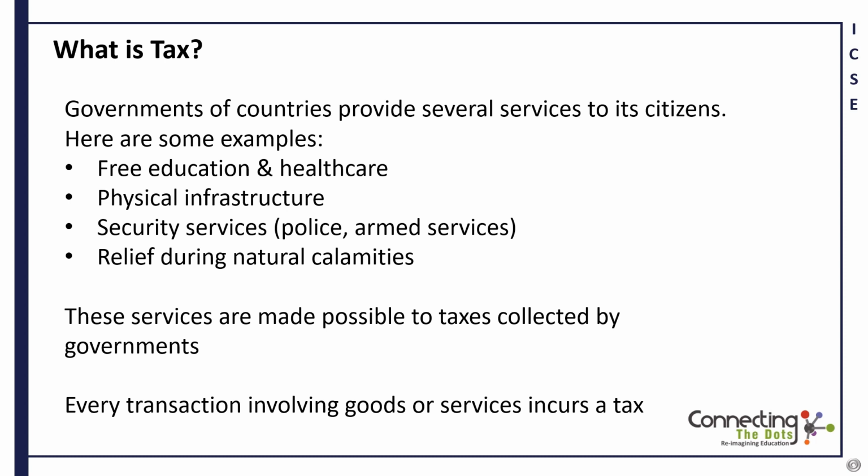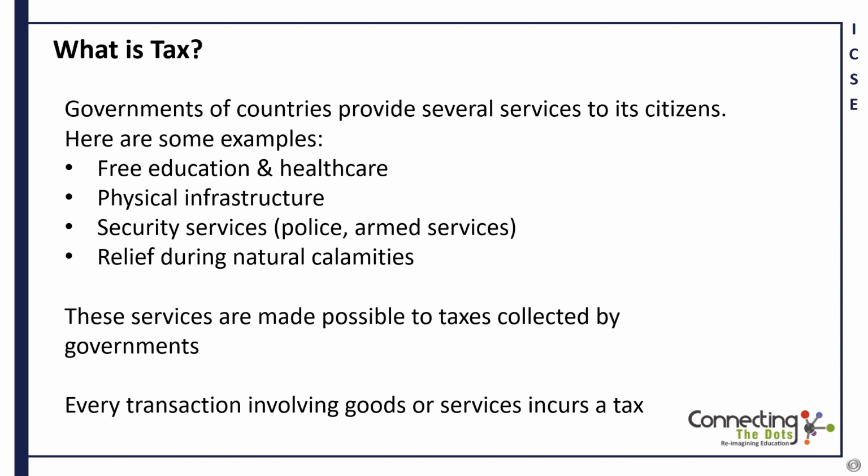Or relief during natural calamities. It may be an earthquake or a cyclone which affects thousands of people, and relief has to be provided to them. So all of these require money, and it is the money that the government spends on providing these services to citizens. How does the government receive money? The government receives money from citizens through the taxes that we pay.